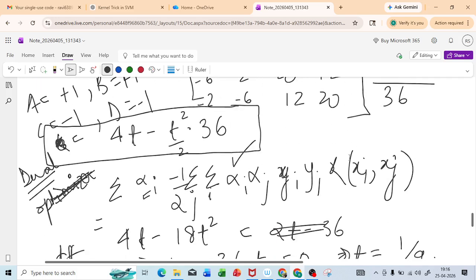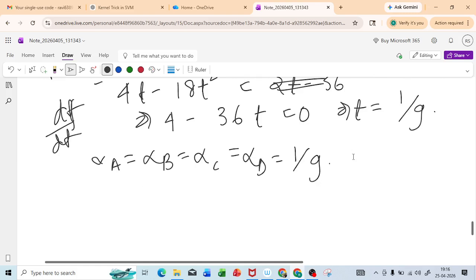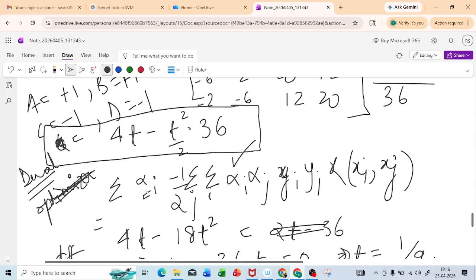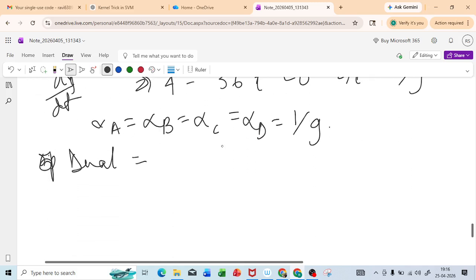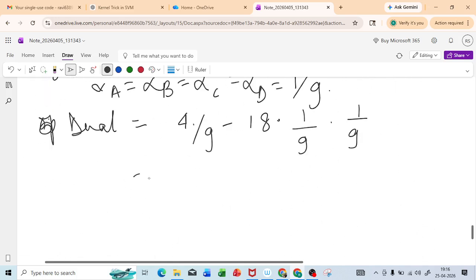And then what we'll do is, we will try to find out the equation. But first of all, let's find out what this optimizer, what the dual becomes, okay? Dual is what? 4t minus 18t square, okay? So 4 into t minus 18 into t square, 1 by 9 into 1 by 9, okay? This is what it is, no? All right, so this is 4 by 9 minus 2 by 9, okay, which is nothing but 2 by 9, okay?